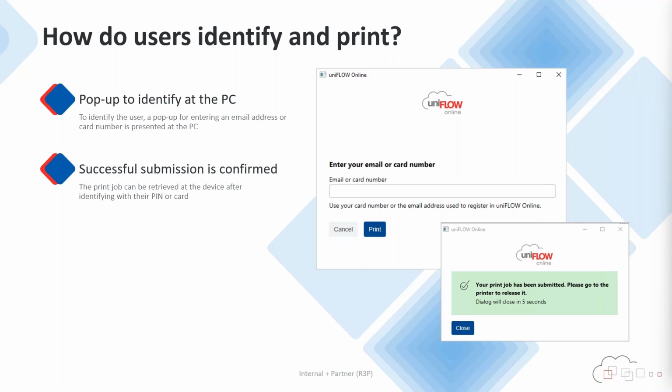Now, users who enter an invalid email address or card number will be notified of the error through this pop-up. So basically, the process enhances security by ensuring only authorized individuals can retrieve print jobs and provides convenience by streamlining the printing process.